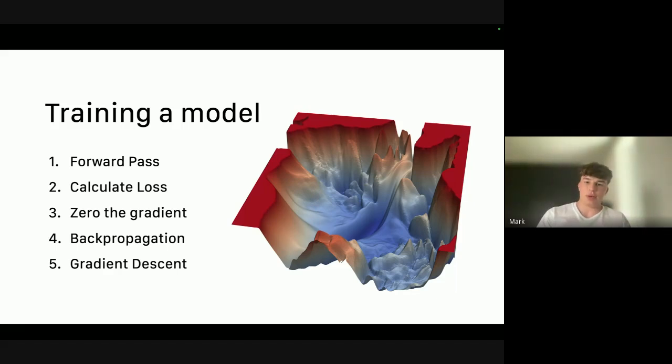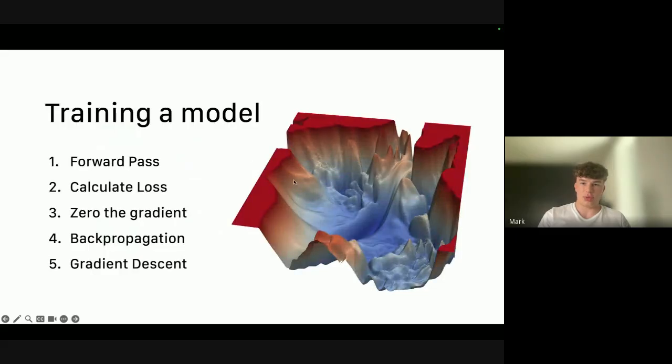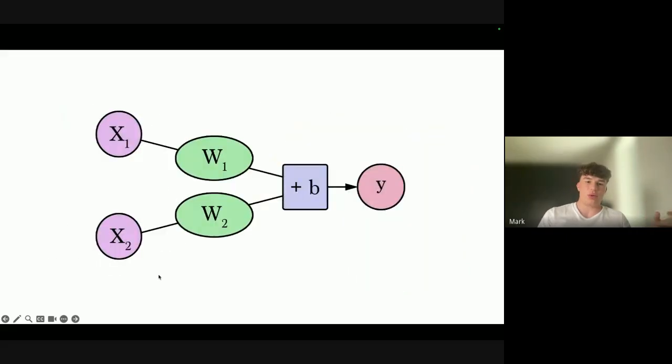Then you perform backpropagation to know which of these parameters, is it W1, W2, or B, that is the most responsible for the inaccuracy of this prediction. And once you've calculated which one is responsible, you perform gradient descent to know in which direction to modify these values so the prediction is more accurate.